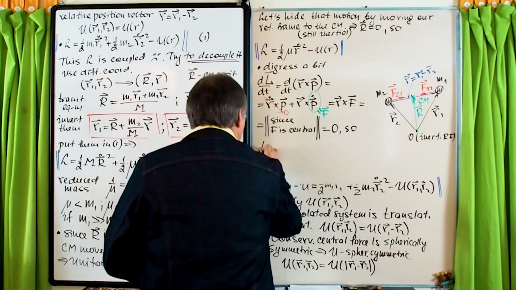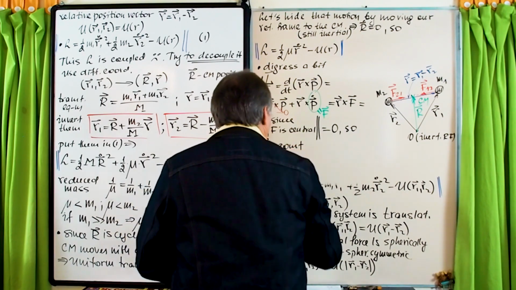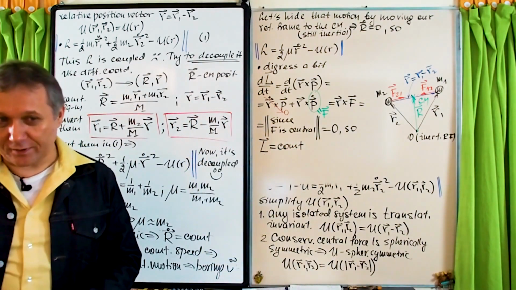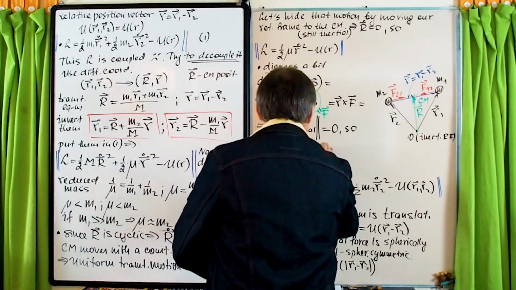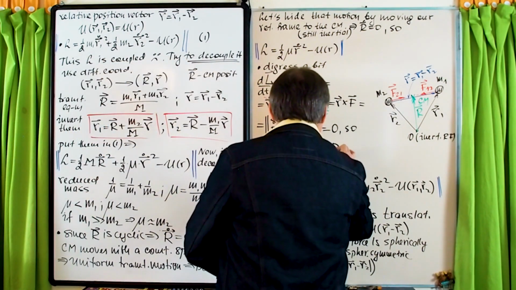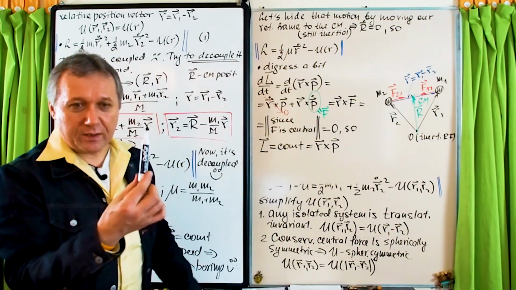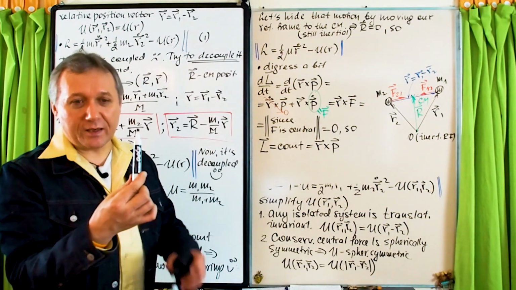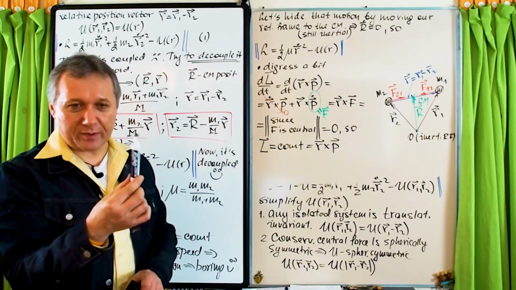So L is constant. And at the same time, L, by definition, is a cross product of R and P, of course, right? So L equals R cross P. And again, it's a constant vector. It means that the magnitude stays the same and the direction stays the same. It means that angular momentum doesn't wobble, right?